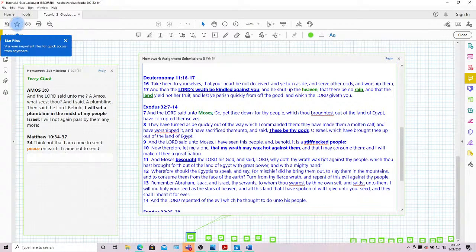"Now, therefore, let me alone, that my wrath may wax hot against them, that I may consume them, and I will make of thee a great nation." And you've got to give your hats off to Moses, and he appealed for every last one of us.